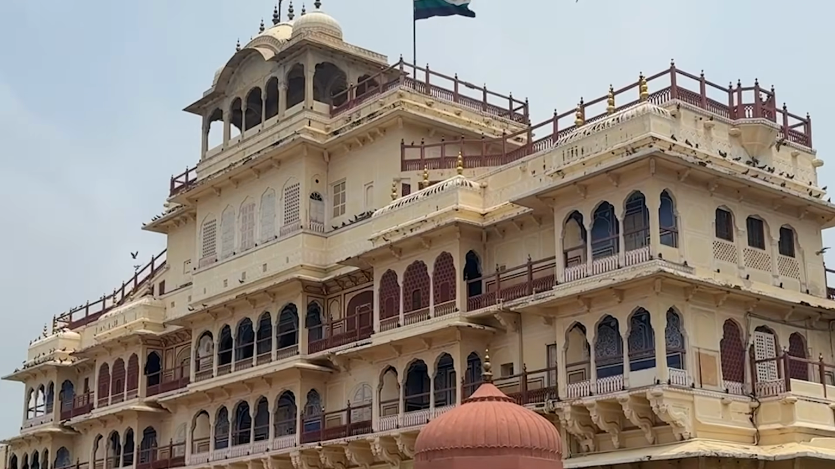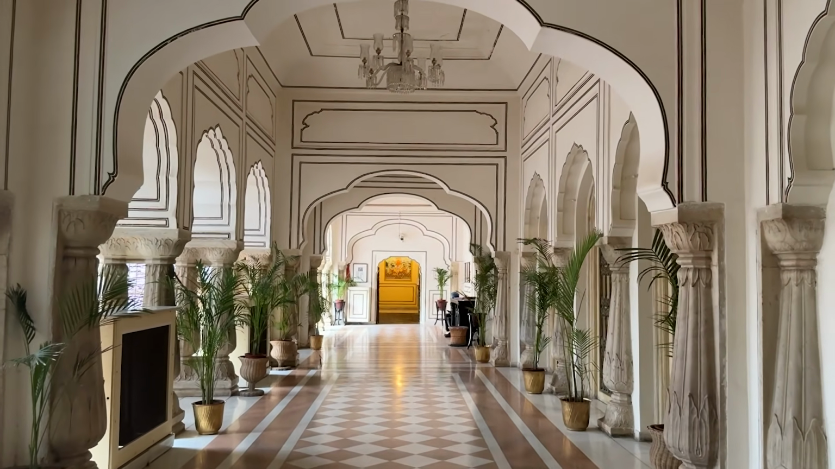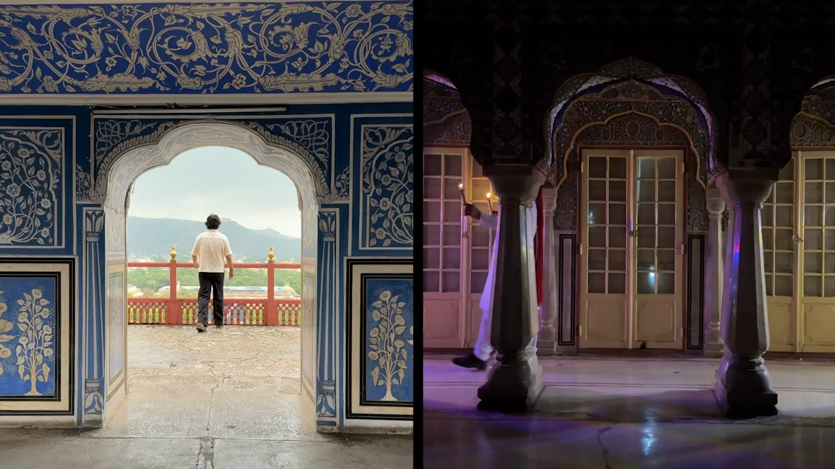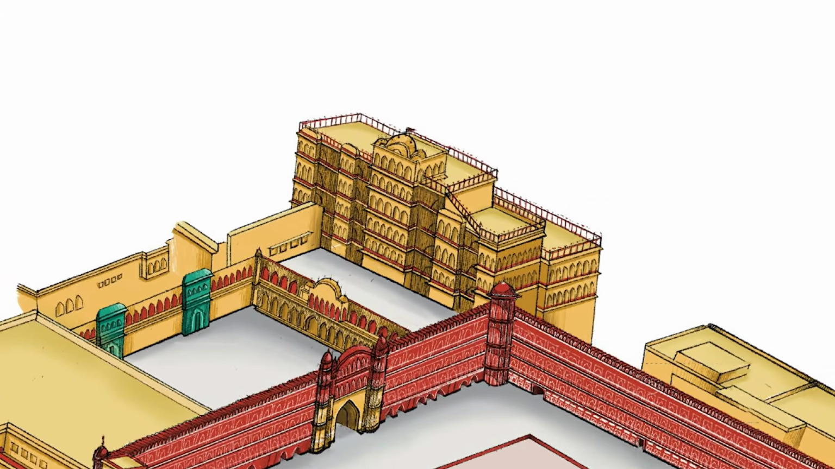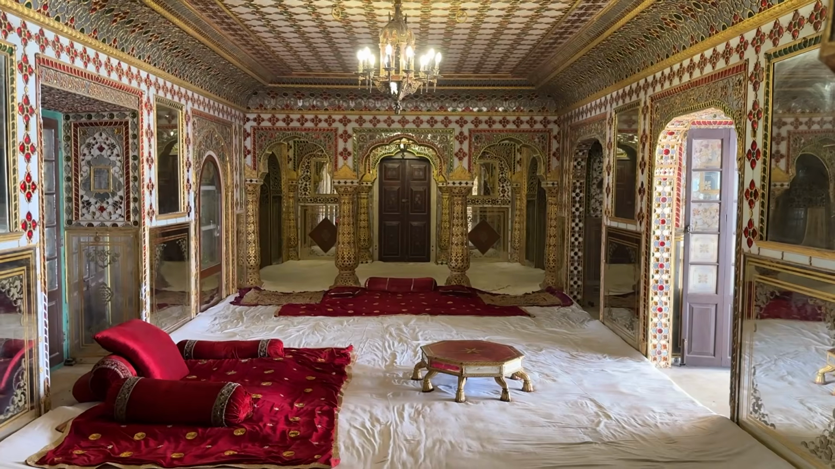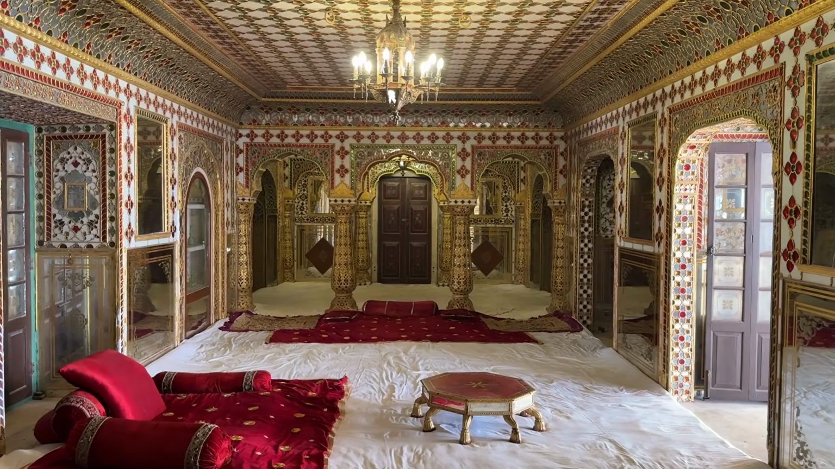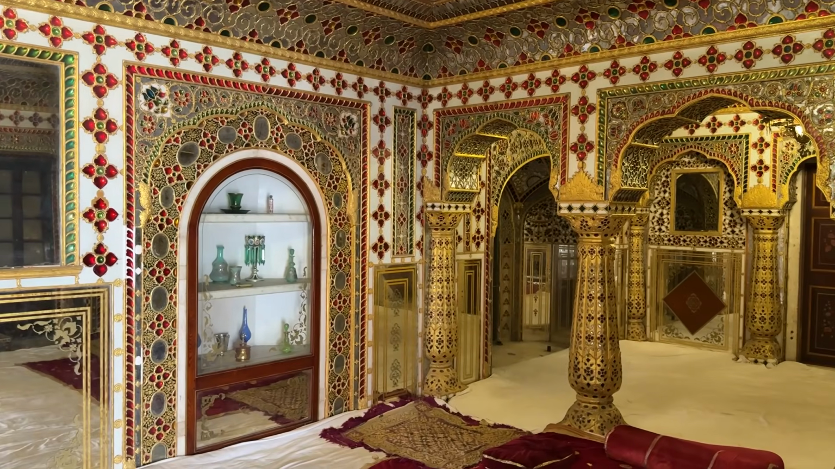Next up, we are going to the Chandra Mahal. This is where the royal family lives, and it's interesting because each floor here is designed on a different theme. Now, usually most people don't get to see this part of the palace, so let me give you a bit of a sneak peek. This space was probably where the king could greet his private guests.